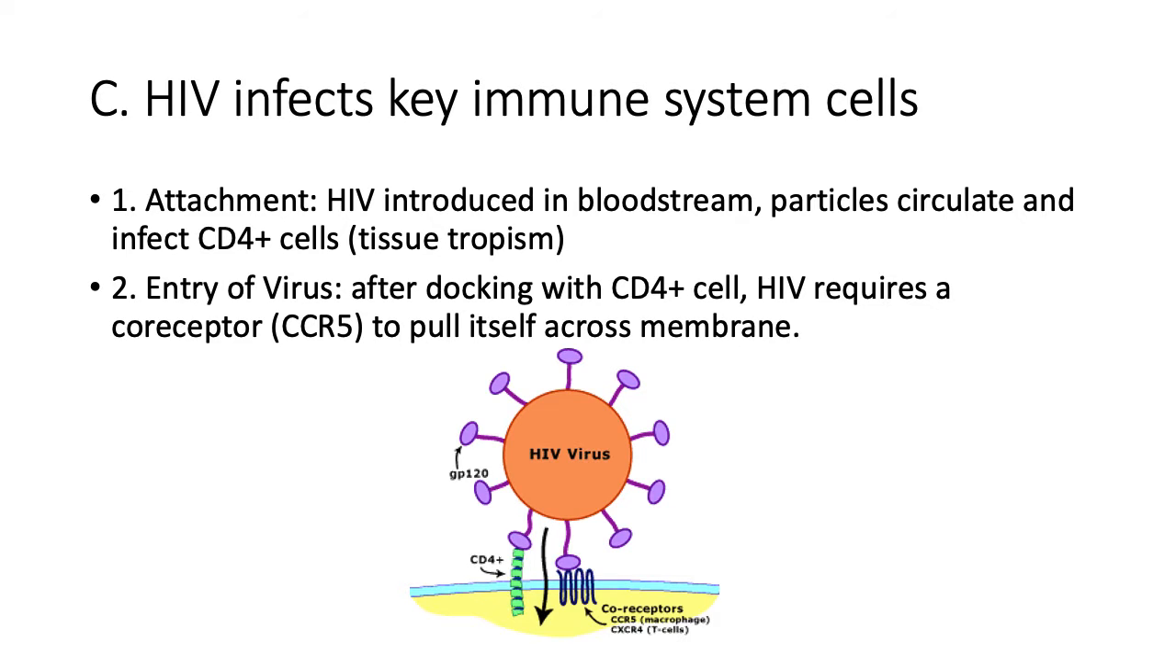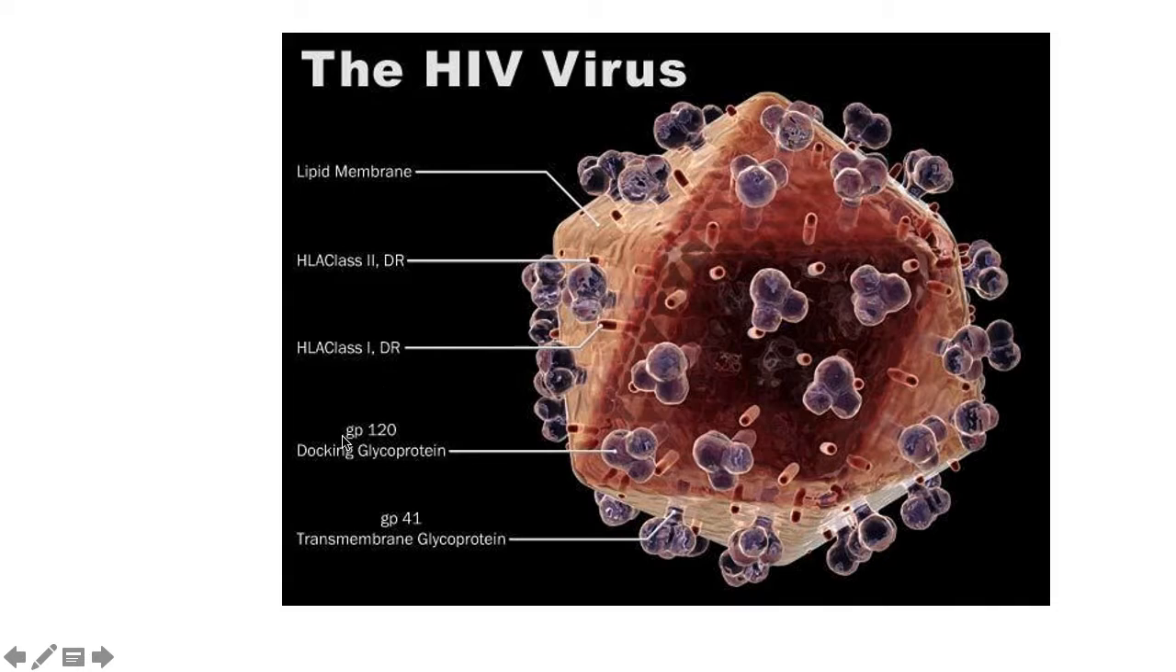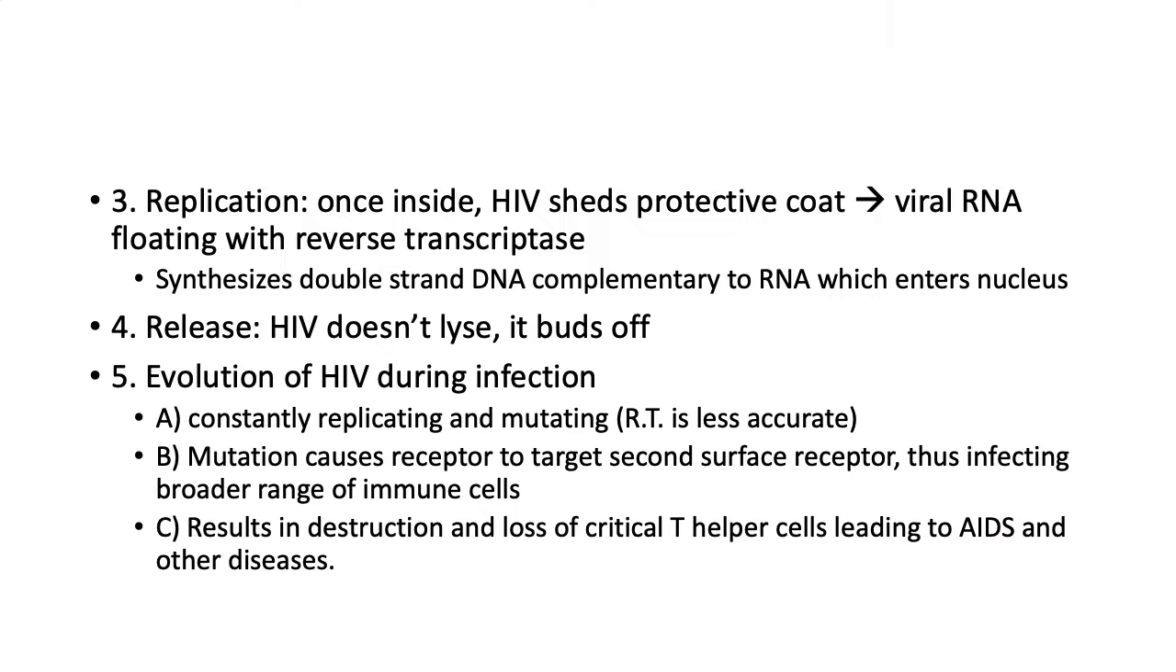So this is what the HIV virus looks like up close, but you can see that it has a docking glycoprotein that recognizes that CCR5. So they're all over, and they're just trying to find the CCR5 and the CD4 plus cells.